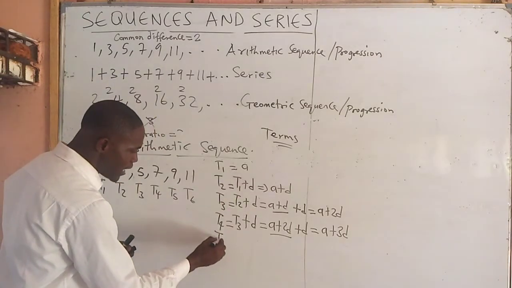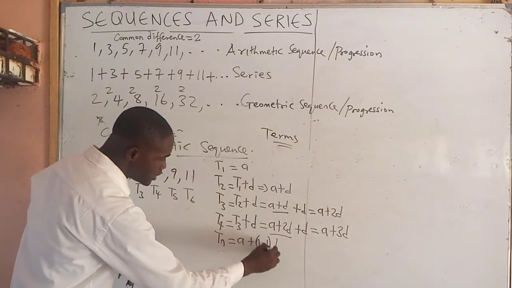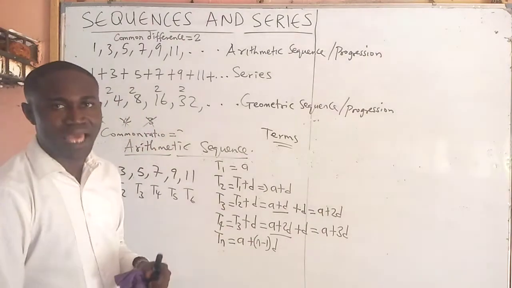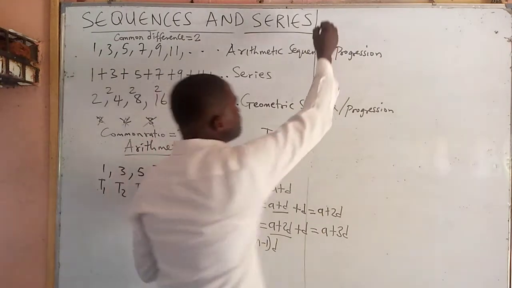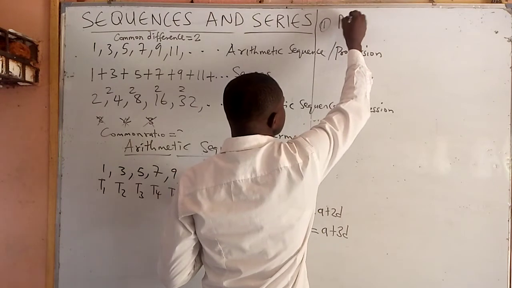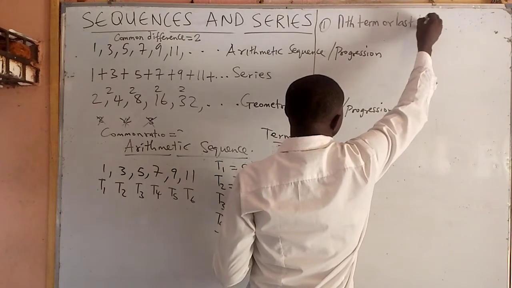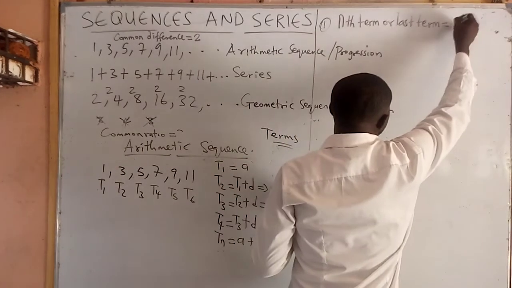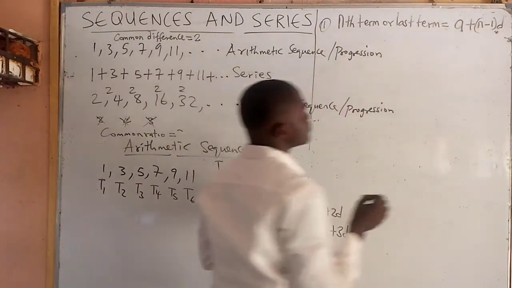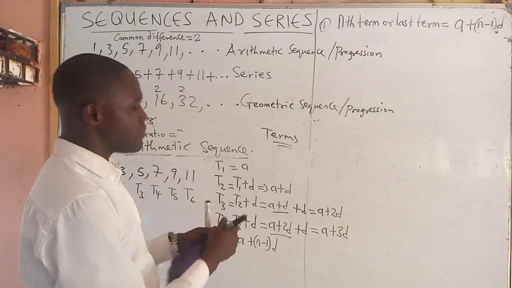That means that Tn will be equal to A plus n minus 1 D. This Tn is called the nth term or the last term. So we have the first formula for AP: nth term or last term is equal to A plus n minus 1 D.